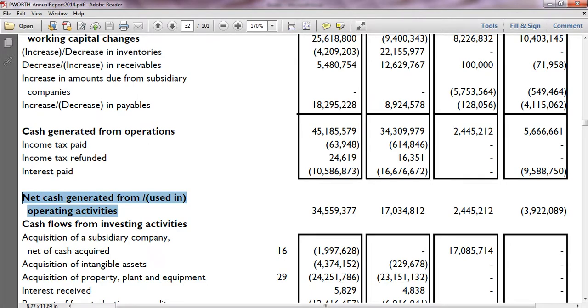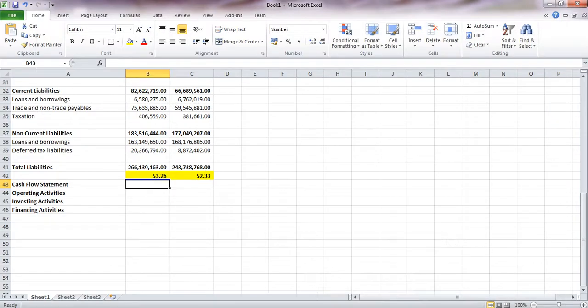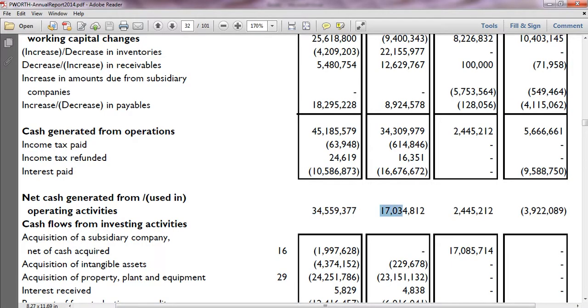Can you see this one? Net cash generated from or used in operating activities. Okay, so far they're still making money. You can see it has already generated money, 34 millions. So this is the one, and then this one.